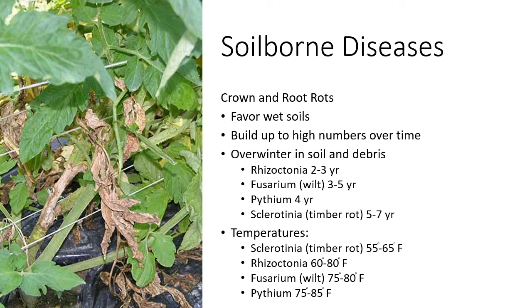Their optimal or preferred temperatures for activity: Sclerotinia, the timber rot pathogen, cooler soils, 55 to 65 degrees Fahrenheit. Rhizoctonia, a little warmer, 60 to 80. The wilt pathogen, Fusarium oxysporum, 75 to 80 degrees Fahrenheit. And Pythium, there's a very wide range because we have a lot of Pythiums available, but some of those a little bit warmer.